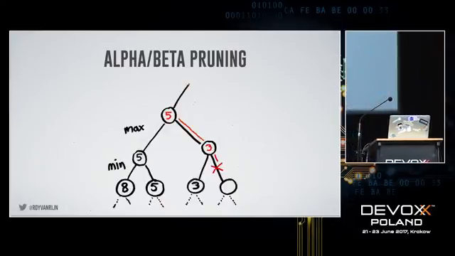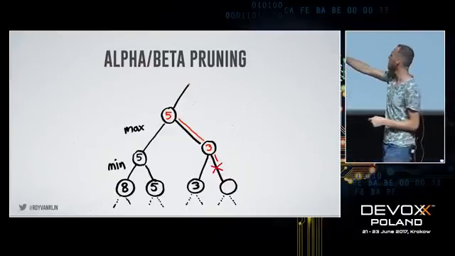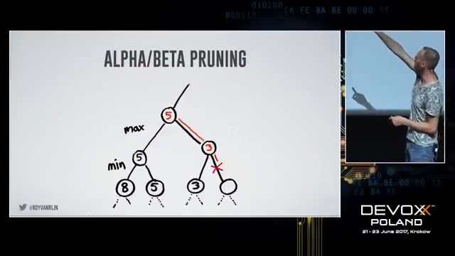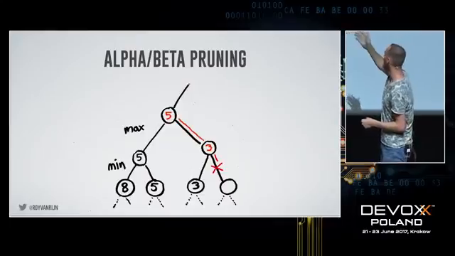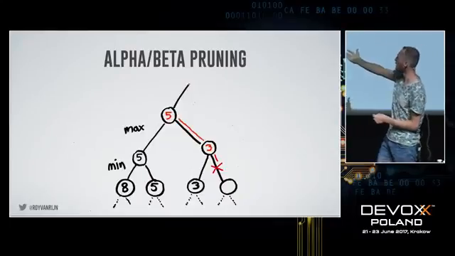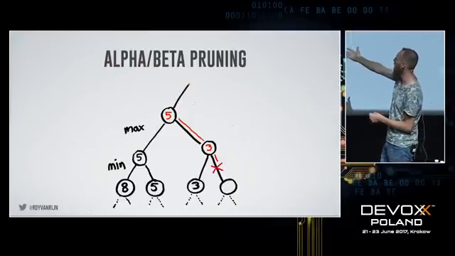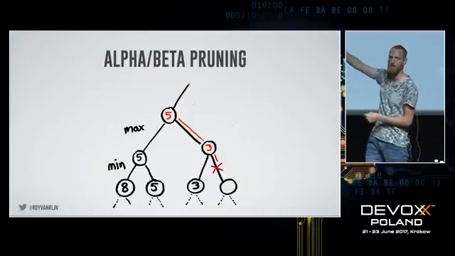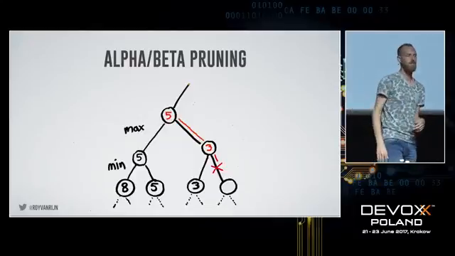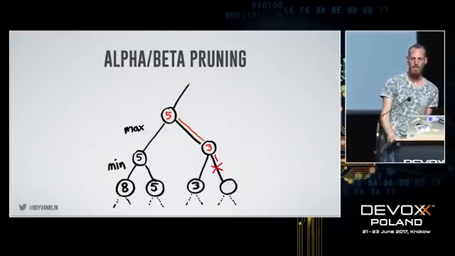So here we've switched the values. The min and the max has switched. So in this case, we're maximizing. We found a 5, and there's a 3 there. Doesn't matter what happens here. If it's a 1, that becomes a 1, but that's still a 5. If it becomes 20, that's still a 3, and that's still a 5. Nothing happens. We can stop evaluating.